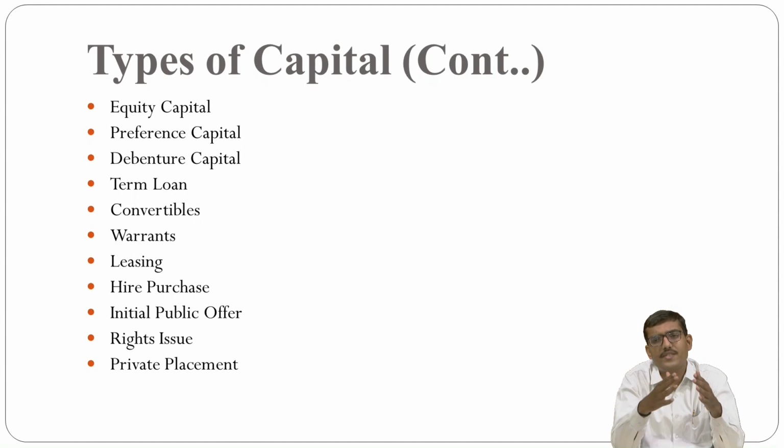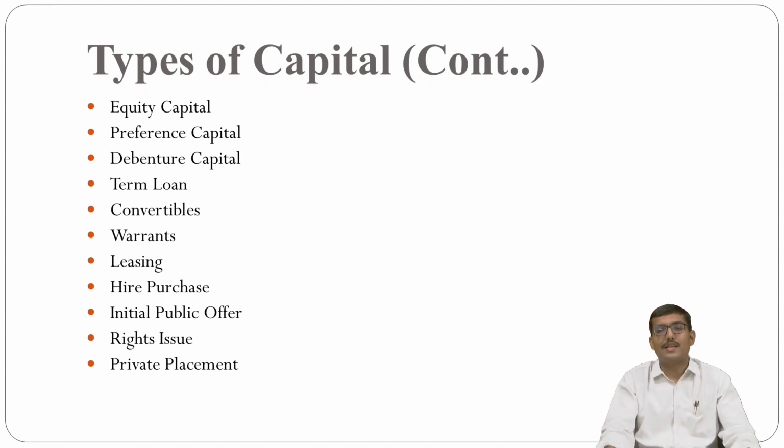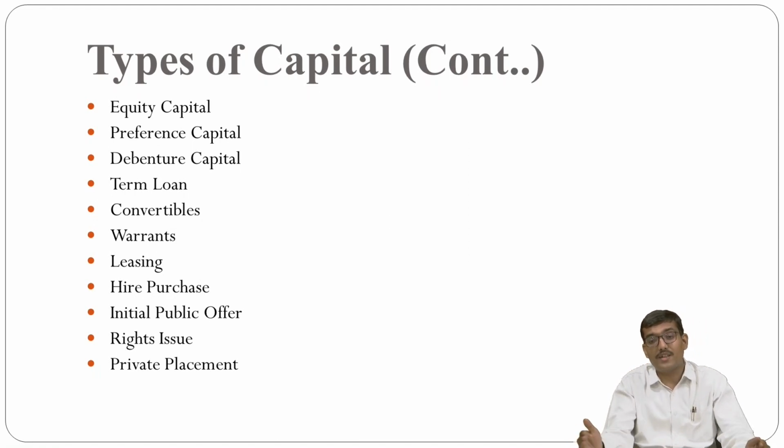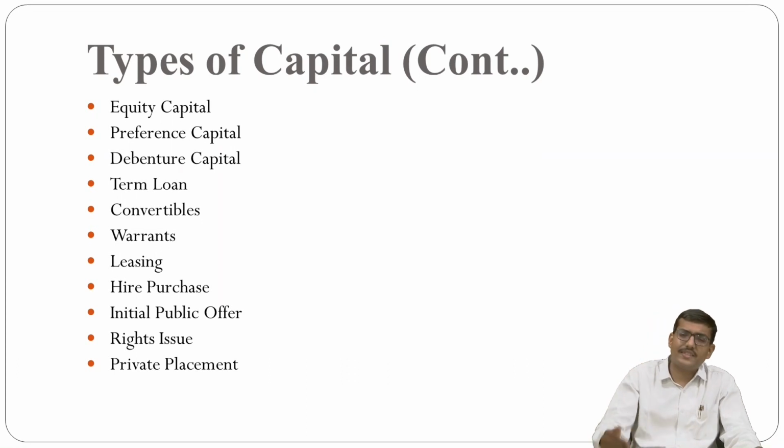So in that, first is equity capital, second is preference capital, third is debenture capital, fourth term loan, then convertible, warrants, leasing, hire purchase, initial public offer, it's called IPO in short form, then rights issues and private placements. So my dear friends, these are the different types of capital.